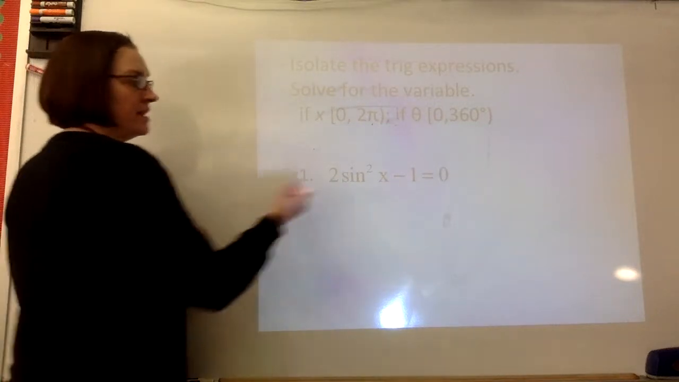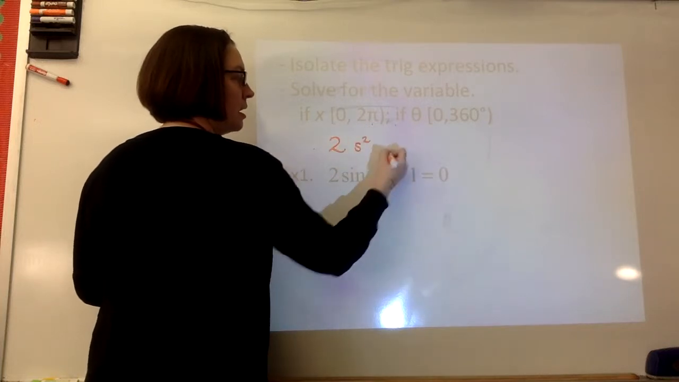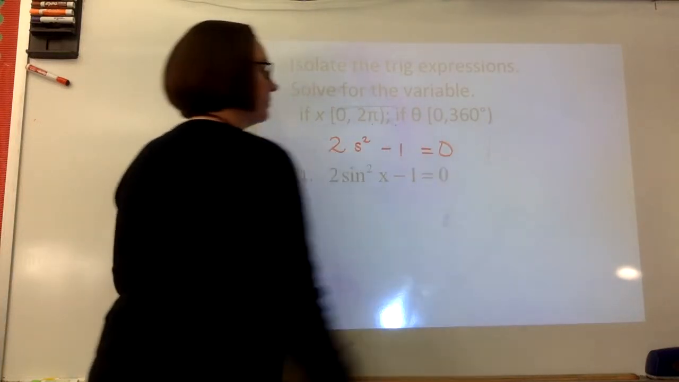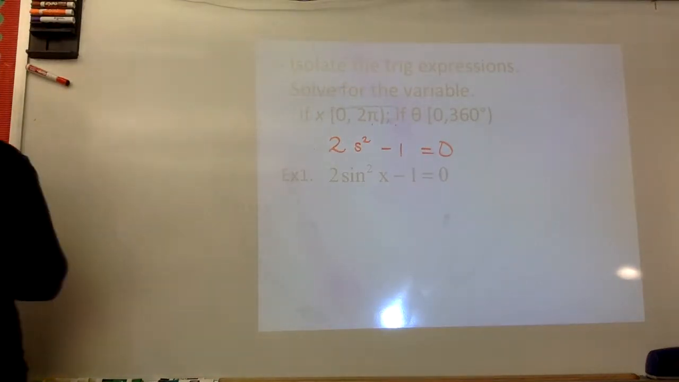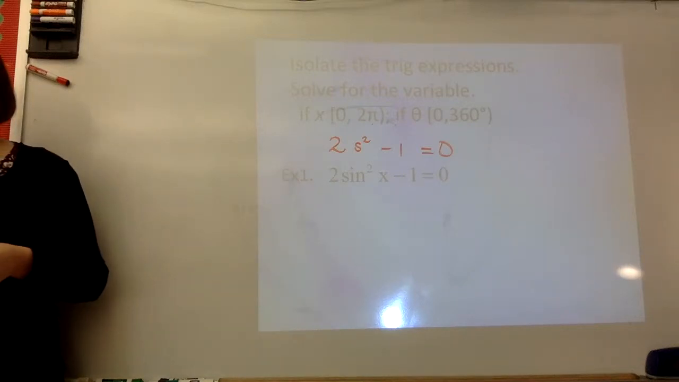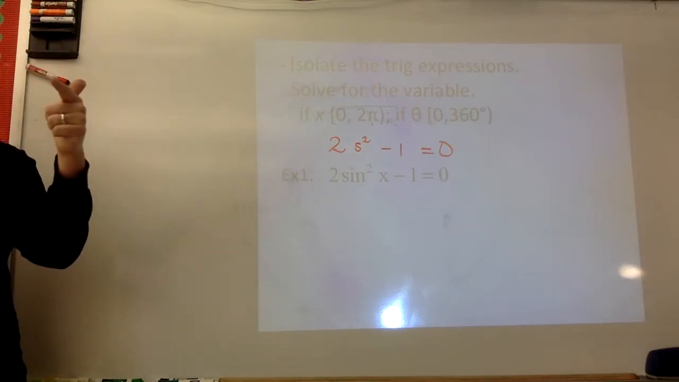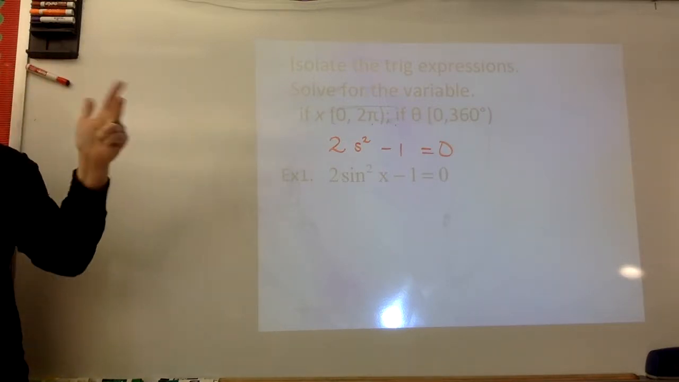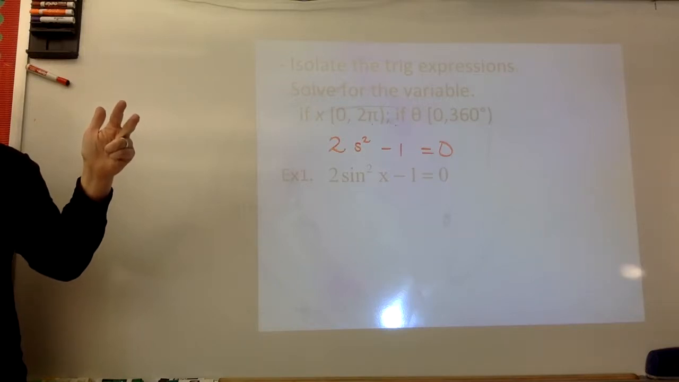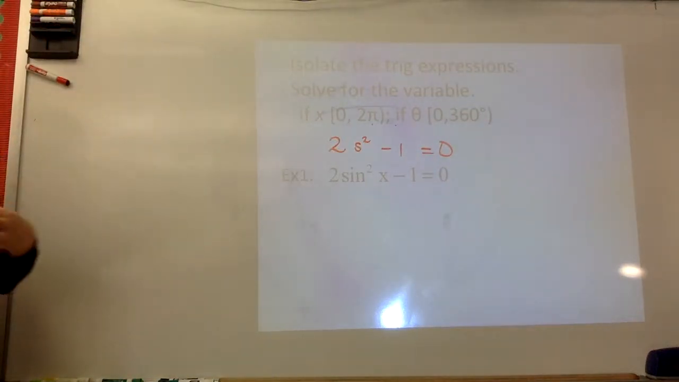If right above this I changed this into 2s squared minus 1 equals 0, I'm going to get rid of the trig part and just analyze the algebra part. What type of equation is this? It's difference of squares, but it's also linear or quadratic? Quadratic. Quadratic we solve by factoring, square root method, or quadratic formula. This is what we did all the way at the beginning when we were reviewing the types of equations.